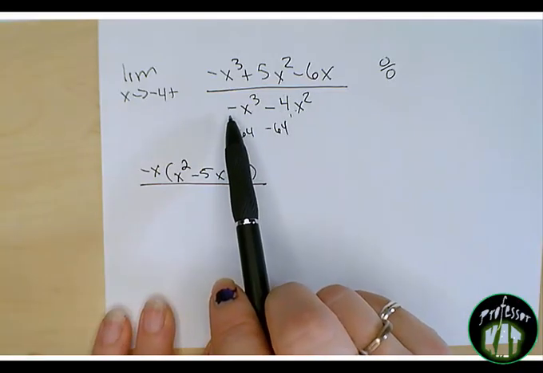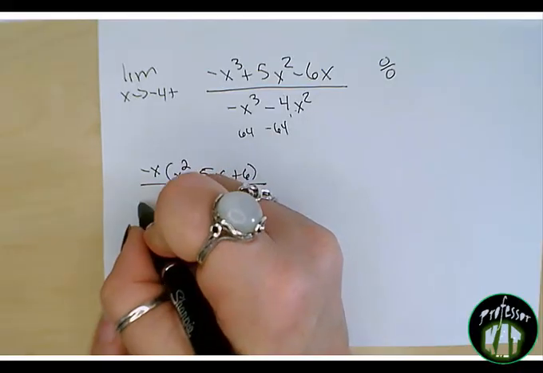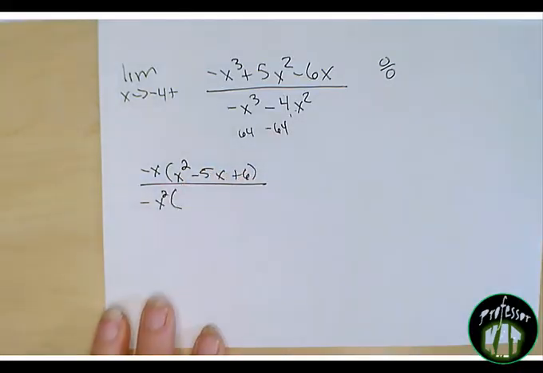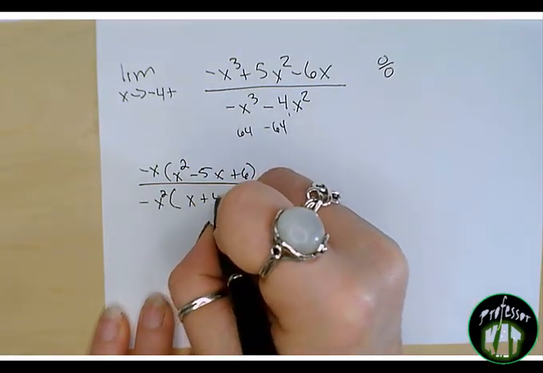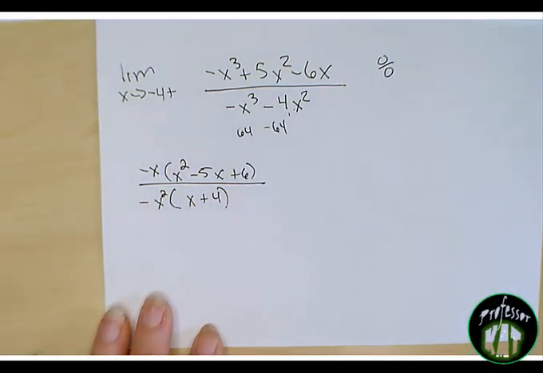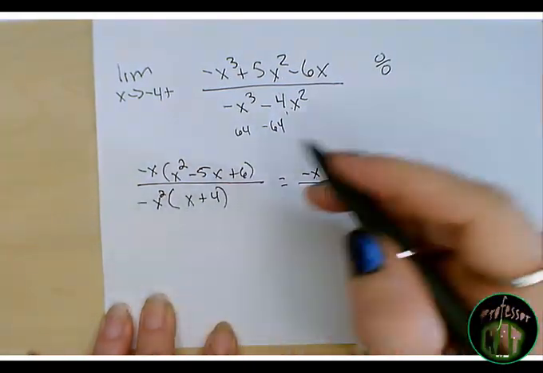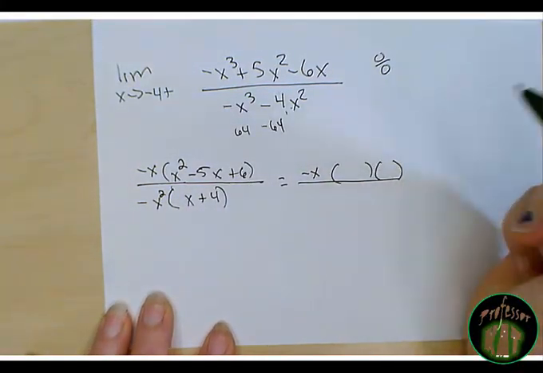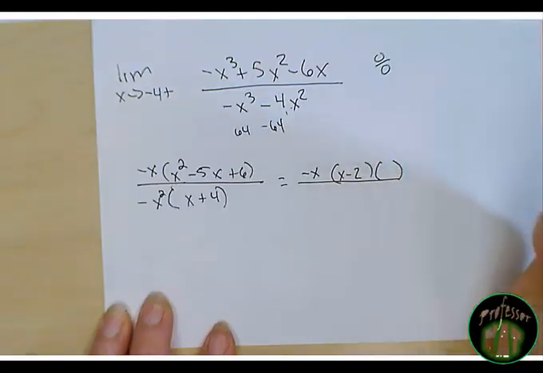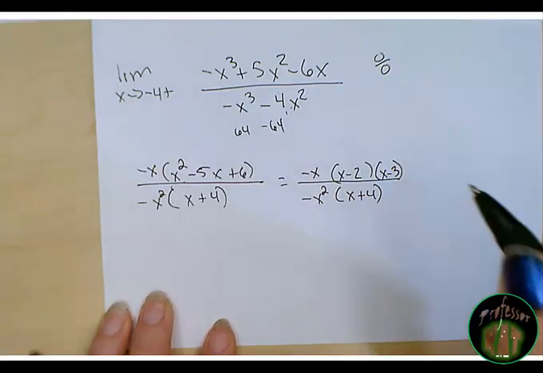In my denominator, I can also factor out a negative, but I have an x cubed and x squared. We have a negative x squared there in common. And if I factor out that negative x squared, I am left with x plus 4. Factoring just a little bit more in the numerator, I'm going to move that negative x over, and this trinomial here does factor. So that trinomial factors to an x minus 2 times an x minus a 3. And I'm just going to bring my denominator over.